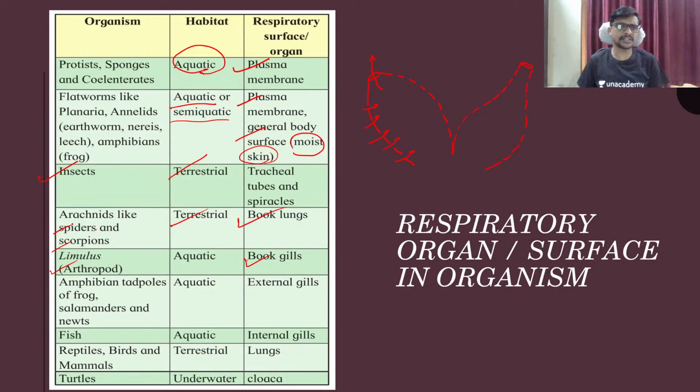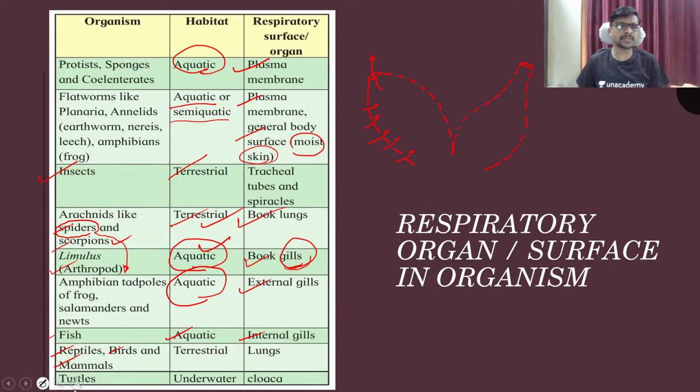The spider is an arthropod. Okay. Spider is a type of arthropoda. Scorpion is also an arthropod. They have book lungs. And this limulus, this is an aquatic arthropoda, and that's why it has book gills. Okay. So book gills are present in aquatic and book lungs are present in terrestrial. Amphibian tadpoles like a frog, then salamander and newts. So these animals are aquatic and they require external gills. Fishes, again an aquatic animal, and internal gills are present.